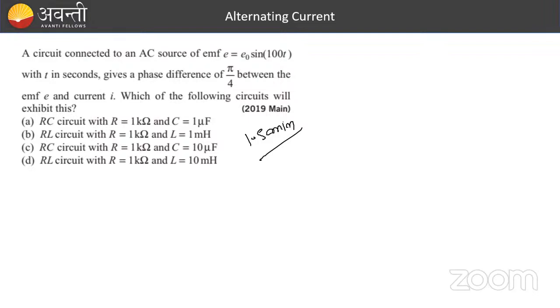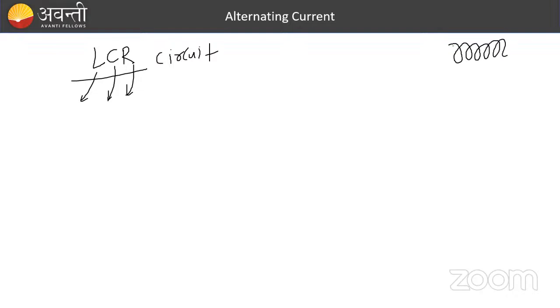Okay, let me discuss a bit of it. Suppose you have an LCR circuit. LCR circuit means a circuit that has L, that has C, that has R. What is L? That is an inductor. What is an inductor? Like the solenoid you have studied, there was a coil of wire like this. So this is nothing but an inductor.